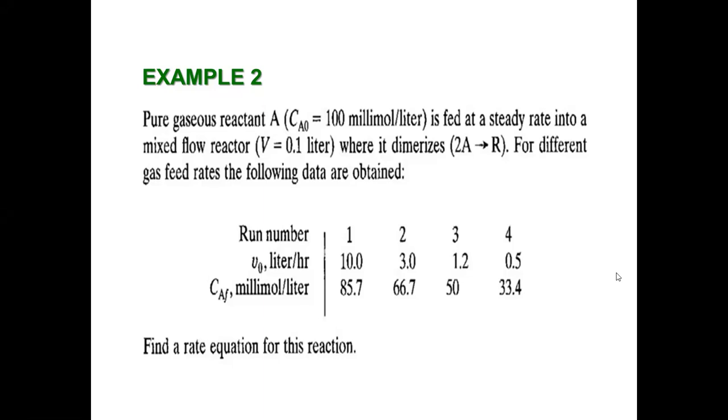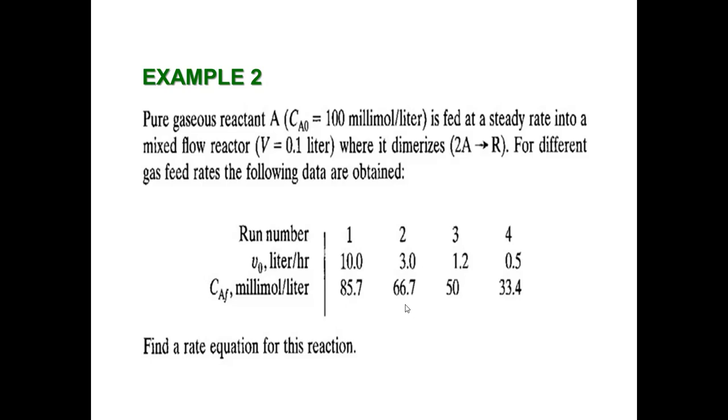So there were 4 runs that were made. For run number 1, you're using a different volumetric flow rate, and it was observed that this is the corresponding final concentration of A for this particular run. So you started with 10 liters per hour of feed. For run 2, you use only 3. For run 3, you have 1.2. And for run 4, you use 0.5.